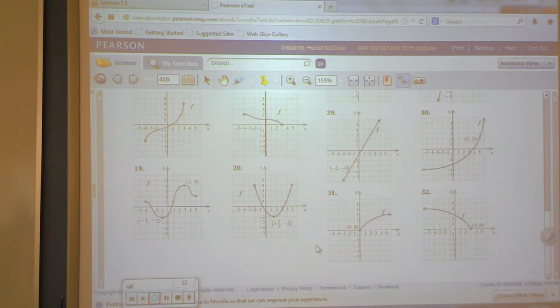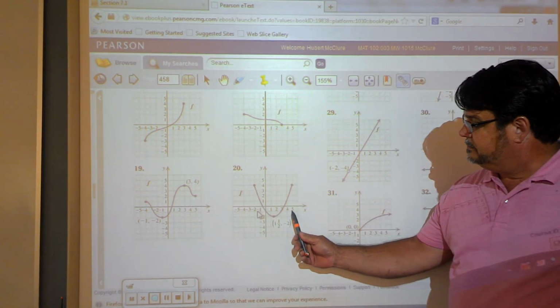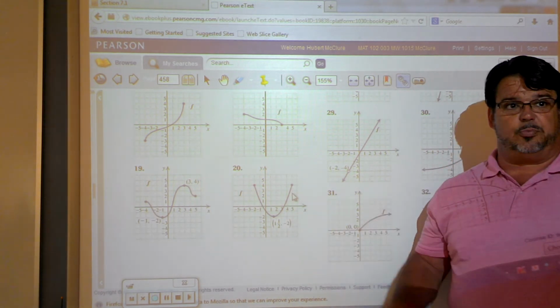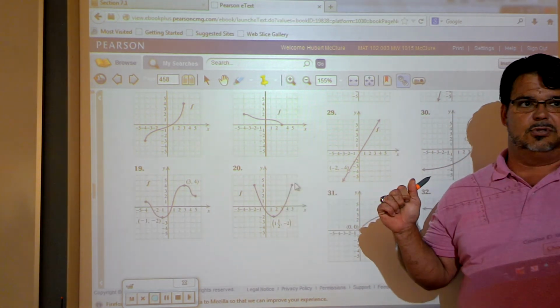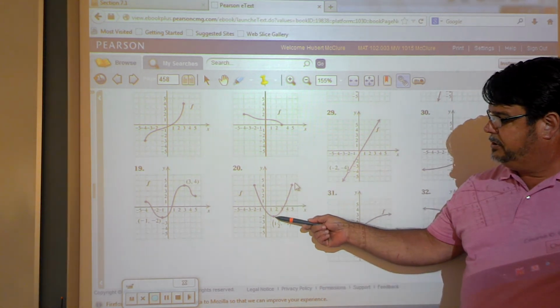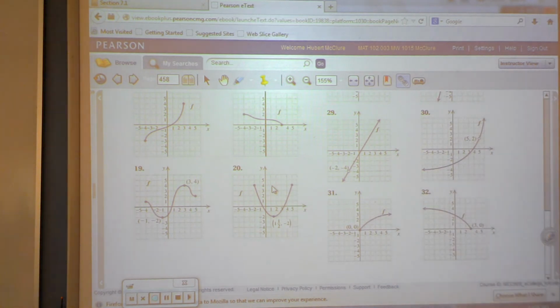All right, what about number 20? What's the domain for number 20? Negative 2 to positive 5. And brackets or parentheses? Brackets, because you got closed circles. What about range? Negative 2 to positive 4, with brackets. So yeah, I told you y'all get it.